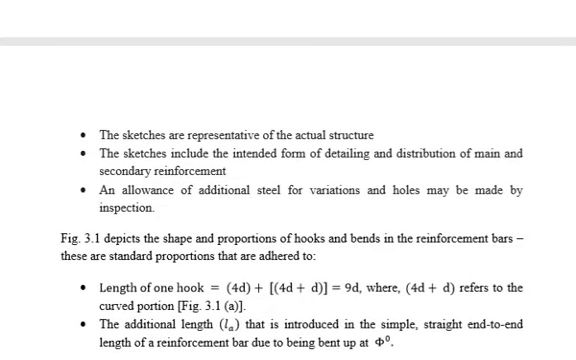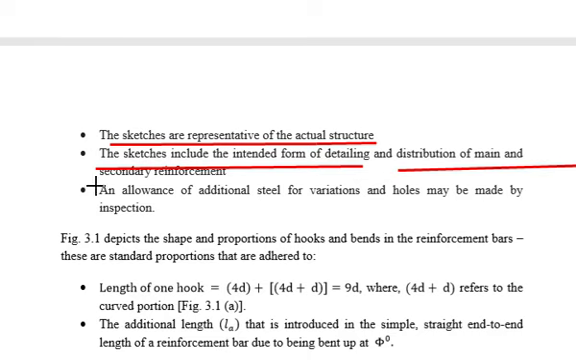See, in this method, the sketches are representative of the actual structure. I think this is very important. The sketches include the intended form of detailing and distribution of main and secondary reinforcement. That is very clear. An allowance for additional steel variation and holes may be made by inspection. Clear?